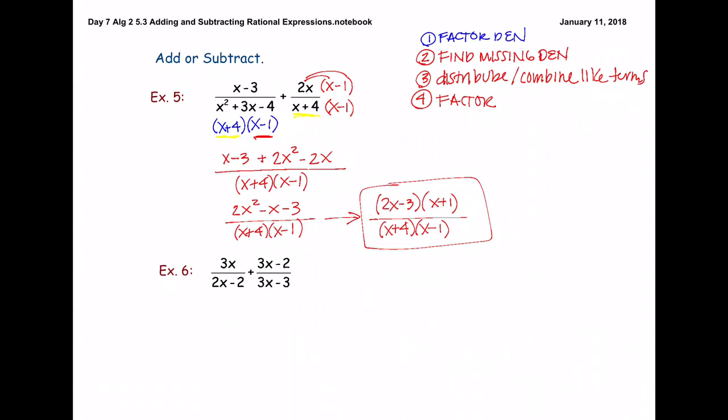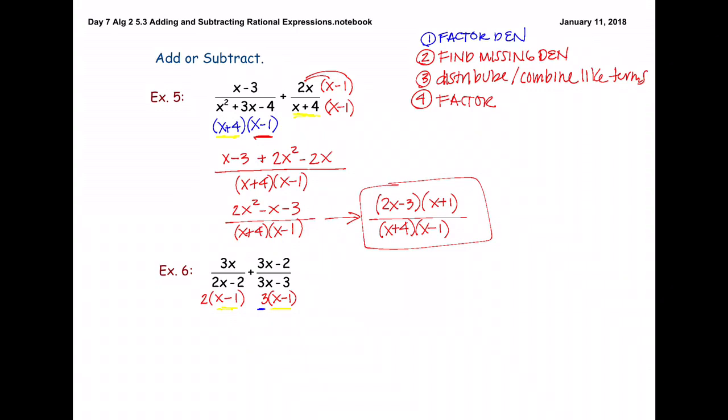Example number 6, step number 1 is to factor the denominators. We have a 2 in common between 2x and negative 2, so if we factor out a 2, we're left with 2 times the quantity of x minus 1. Factor out a 3, we're left with x minus 1. They both have an x minus 1 in common.